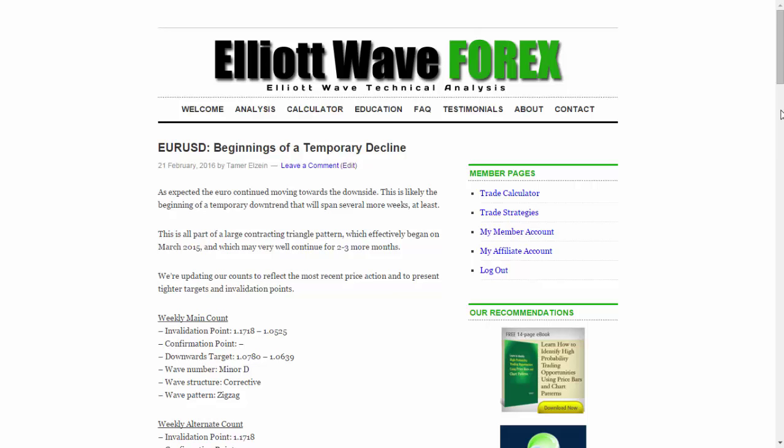As expected, the euro continued moving towards the downside, and this is likely the beginning of a temporary downtrend that will span several more weeks at least. This is all part of a large contracting triangle pattern, which effectively began in March 2015 and which may very well continue for 2 or 3 more months. We're updating our accounts to reflect the most recent price action and to present tighter targets and invalidation points.